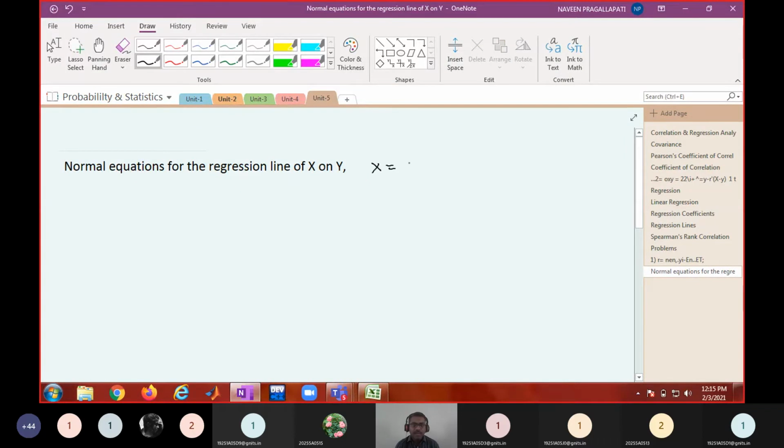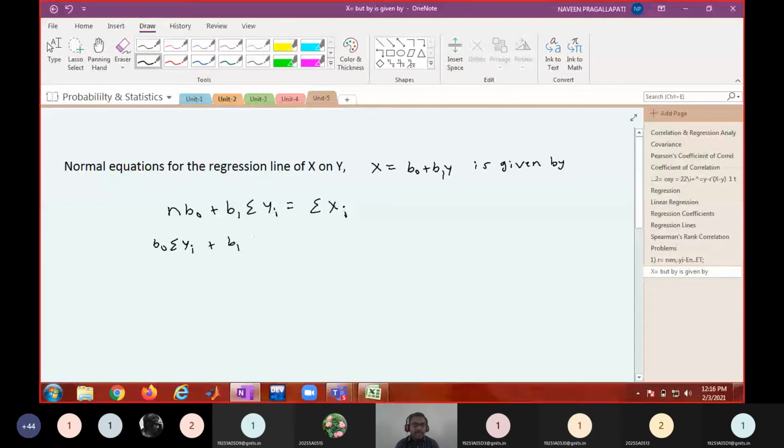x equal to b naught plus b1 y is given by, what are the normal equations for it? N into b naught plus b1 into sigma yi equal to sigma xi. Now the dependent variable is x. b naught into sigma yi plus b1 into sigma yi square equal to sigma yi xi.